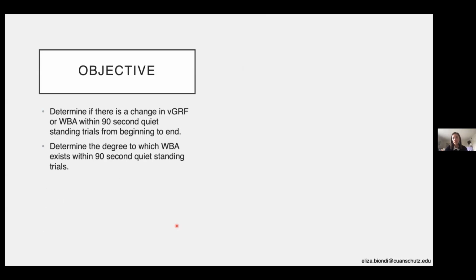So the objective of my project was to determine if there was a change in vertical ground reaction force or weight-bearing asymmetry within these quiet standing trials, as well as to determine the degree at which weight-bearing asymmetry exists in 90-second quiet standing trials in this patient population.